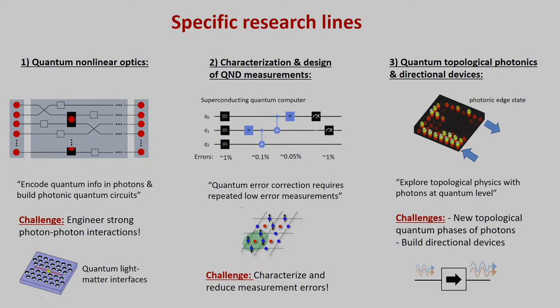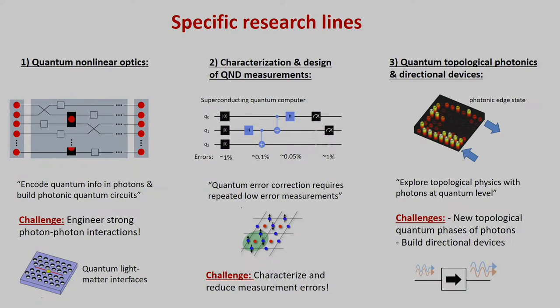And the second line is what I call characterization and design of QND measurements. Here we can consider a superconducting quantum computer, and they have different steps to do a computation, like initialization, gates, and measurement at the end. And at the moment, the error in the measurement, you can see, is on the order of 1%, which is the largest in the whole device. And that's not a problem if you do just one measurement at the end. But if you need to do many measurements in between the calculation, which is for the quantum error correction codes that we need for quantum computation, then you really need to improve this error and reduce it a lot.